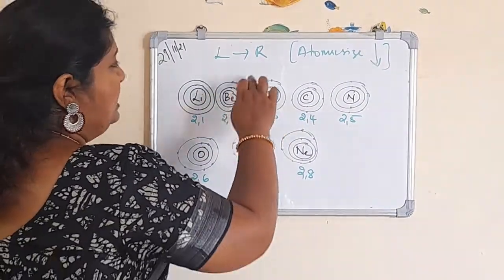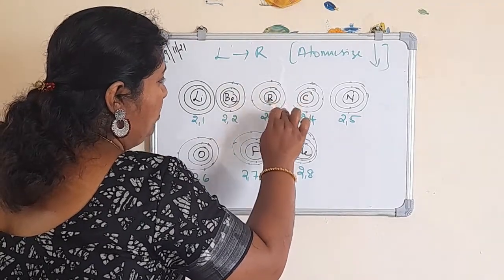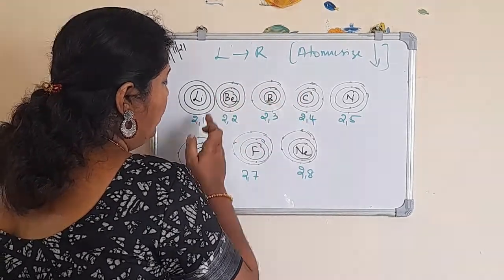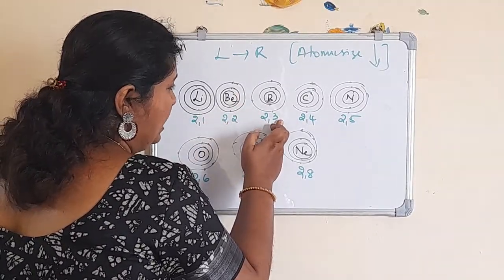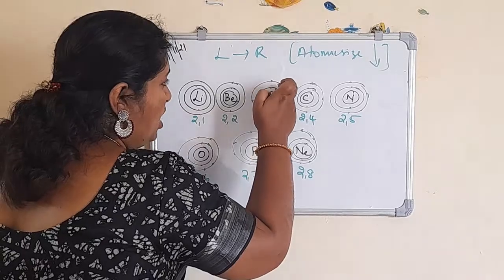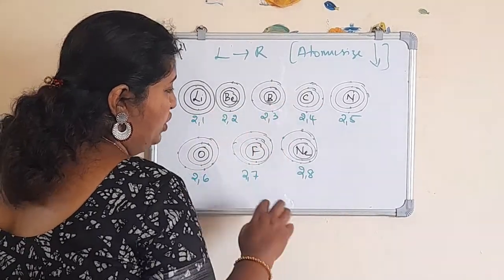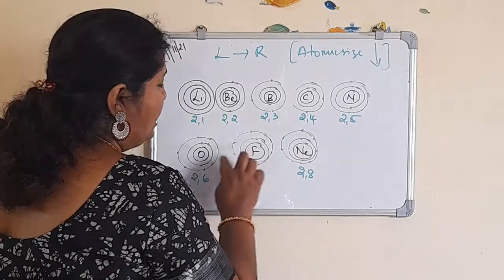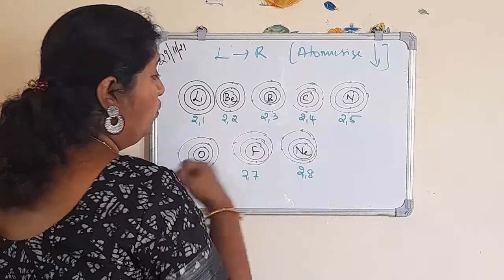Why does atomic size decrease? Because the negatively charged electrons are keeping on increasing. From one element to the next element, the number of negatively charged electrons is increasing, and the negatively charged electrons are being pulled by the positively charged nucleus. So, as more and more electrons are being added on, the force of attraction will be more.